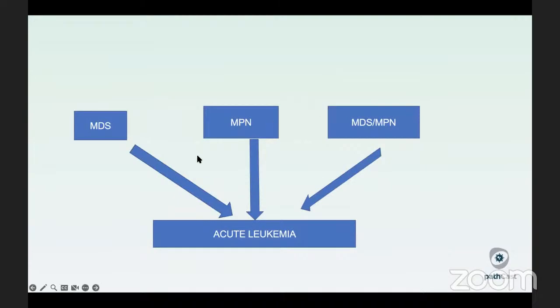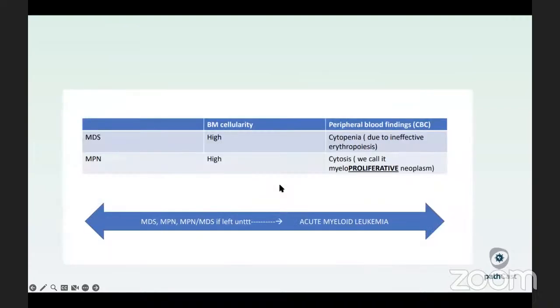Technically, as I mentioned earlier, myelodysplastic syndrome usually has a hypercellular marrow, but the patient presents with cytopenias. Myeloproliferative neoplasm, again, has a hypercellular marrow with cytosis in the peripheral blood, and there is an overlap syndrome between MDS and MPN. It can present with either cytosis or cytopenias. Any of these patients, if left untreated, can definitely progress to acute leukemia.